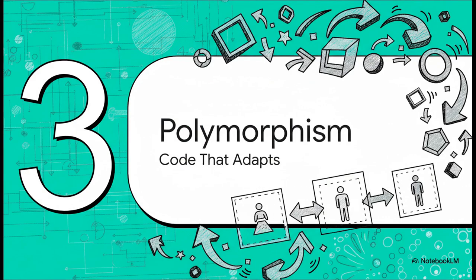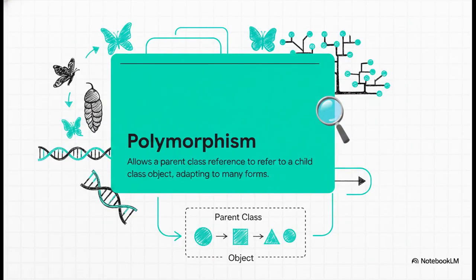All right, Section 3, Polymorphism. Code that adapts. Let's see how our code becomes a shapeshifter. Polymorphism. It sounds like a heavy academic term, but it actually has its roots in biology. It comes from the Greek words polis, meaning many, and morphe, meaning form. And just as an organism can take on different forms, our code can too.